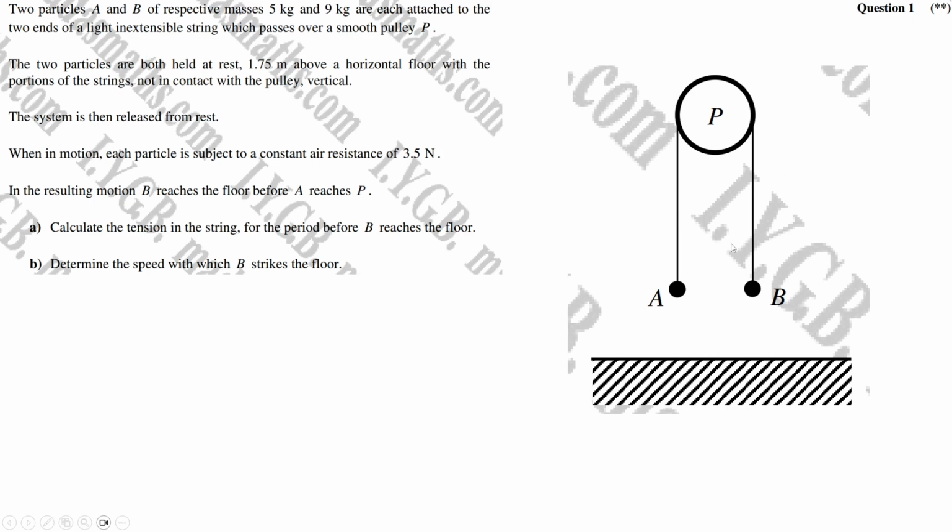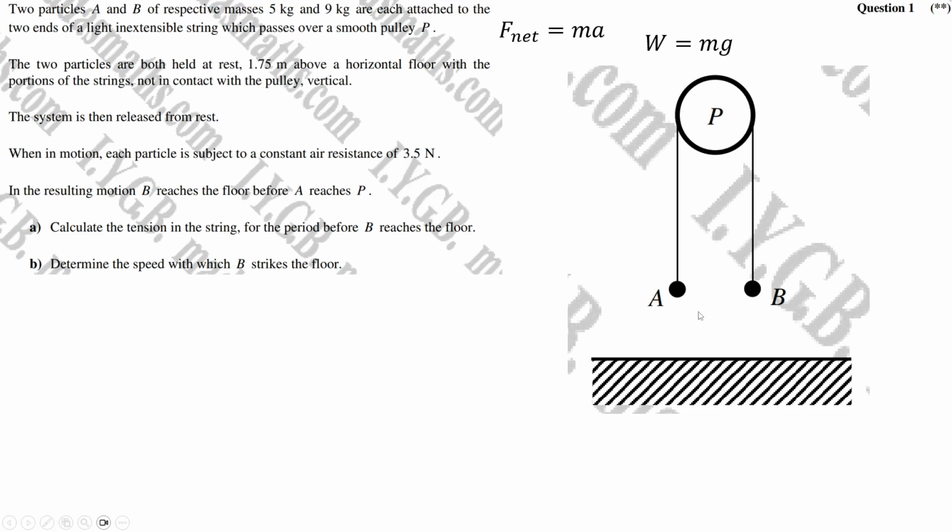Question one. So we've got this kind of system going on. We've got particle B with a mass of 9, and A with a mass of 5, all in kilograms. This is going to be the most important thing we'll be using throughout most of these parts, and also weight equals mg. You should know both of these. This is Newton's second law, and this is just weight equals mass times gravity. Gravity we'll just call g, and mass is just whatever the mass is.